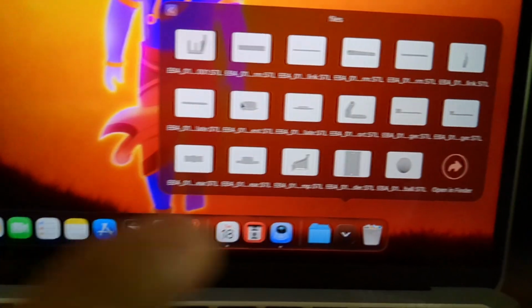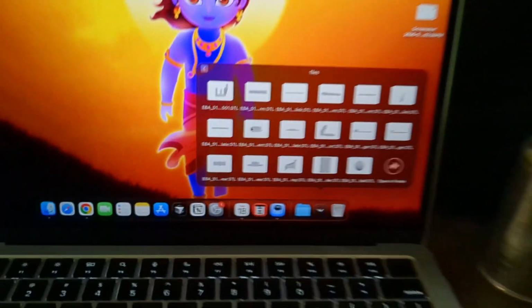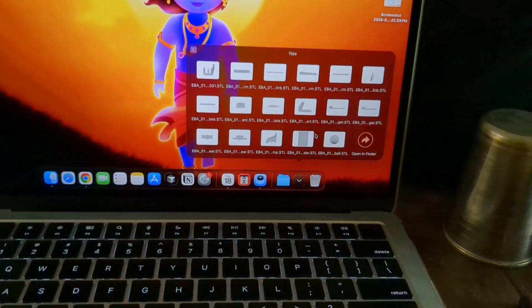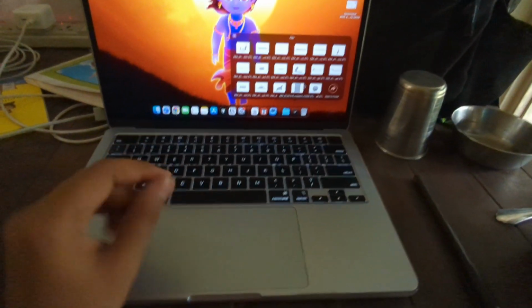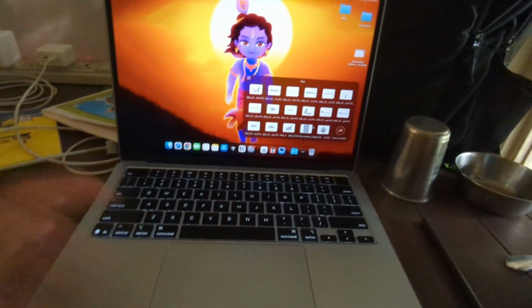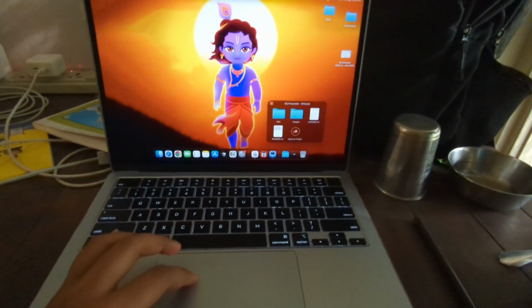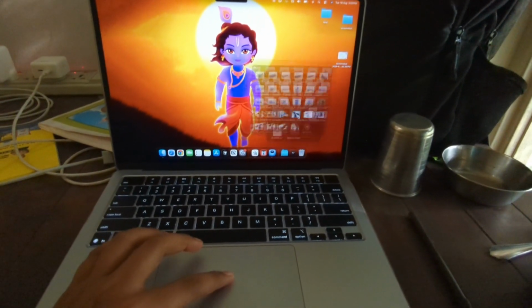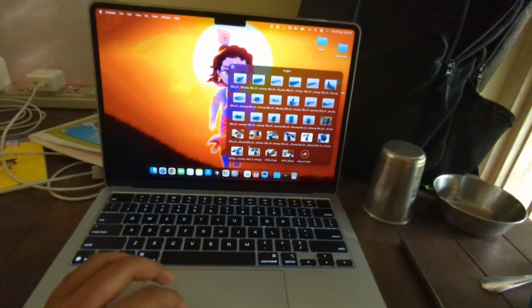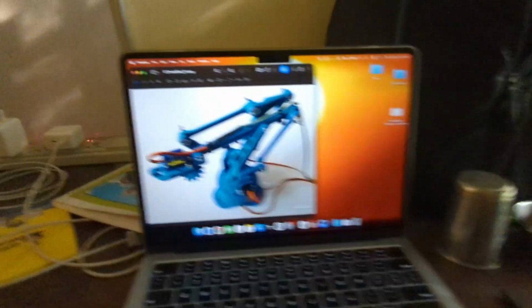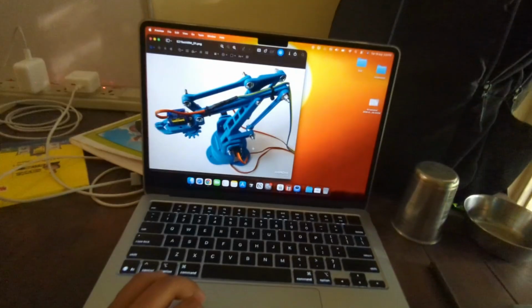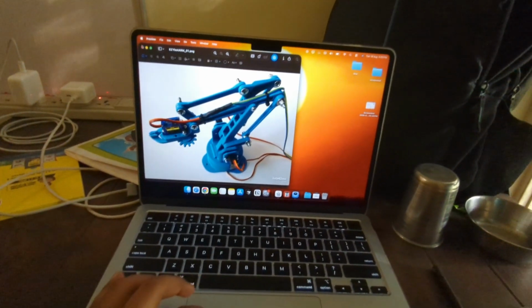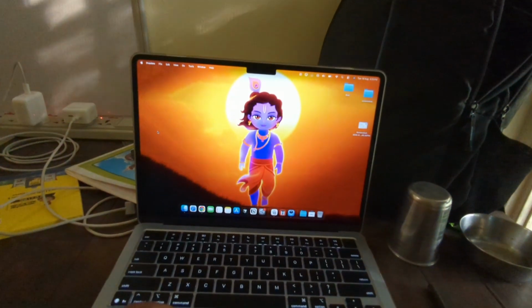Also, I have downloaded all these model files, and there are different parts of that model that assemble with screws and nuts. Then there are servo motors to control this through an Arduino circuit. I find this cool, so I am working on this.